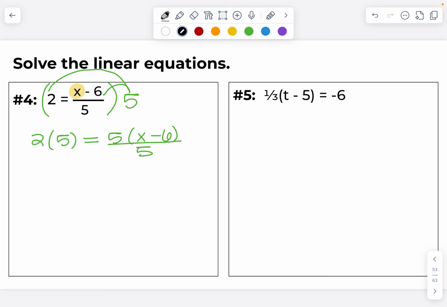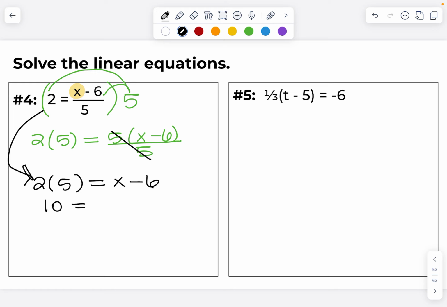Here, anything divided by itself goes away to 1, and you're just going to be left with the x minus 6. So that's why we can just multiply by the denominator to get rid of the fraction. But I'm totally good if you just jump to this step right here and go from here to here. So in this step, we need to simplify this multiplication.